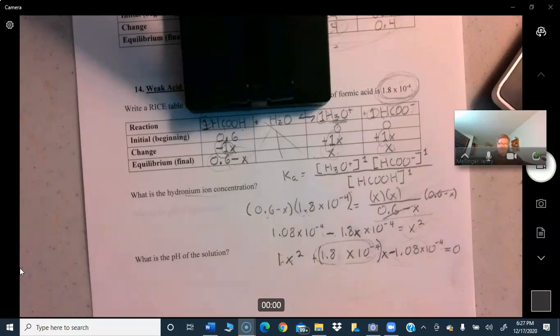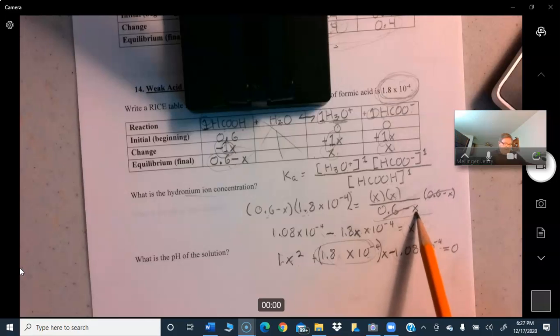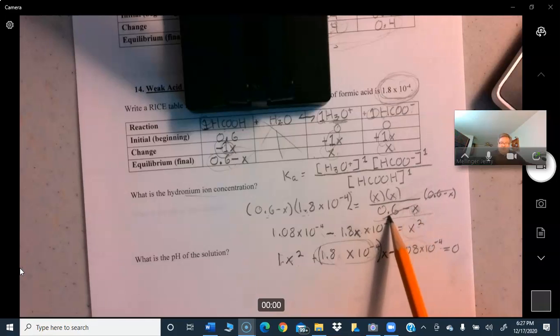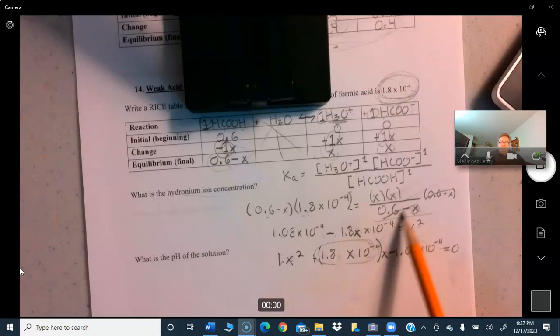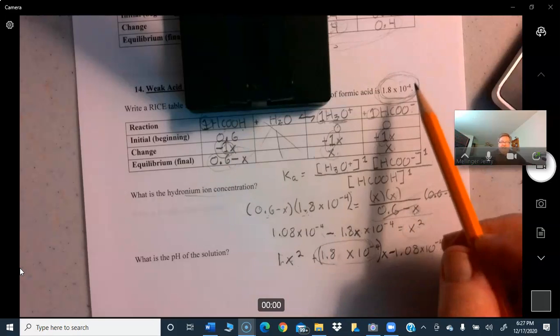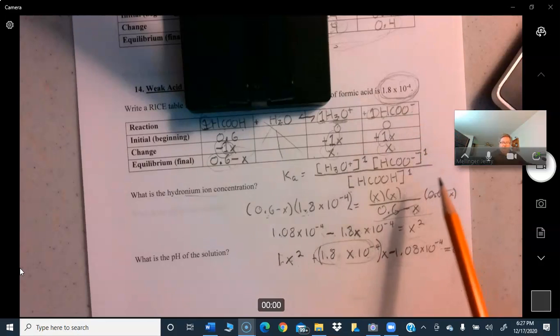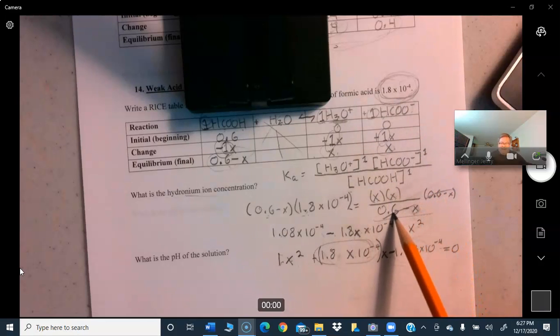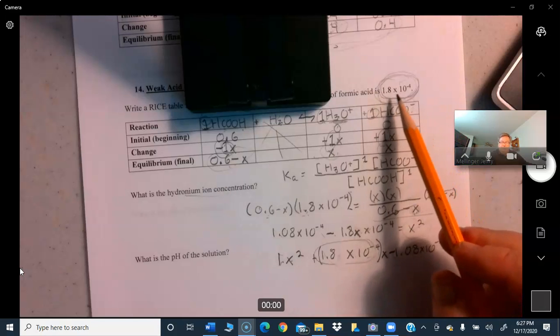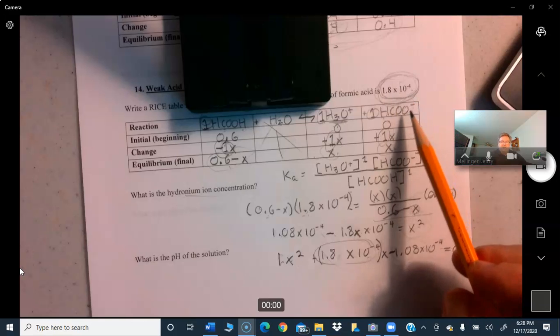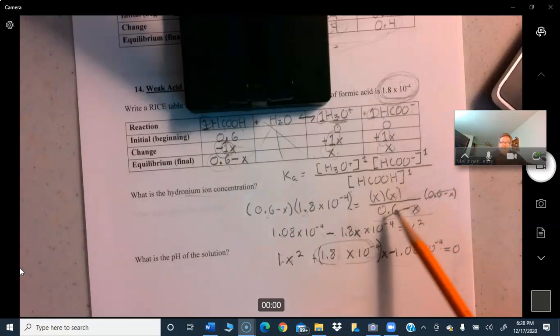you understand the concept. If we assume, however, that this x is really, really small compared to 0.6, what gives us a clue that it is? Well, the Ka value is 10 to the minus 4. That's 1/10,000th. And this is 1/10. This is measured in tenths. This is 6/10, and this is 1.8 10,000ths. So that's really small compared to this.